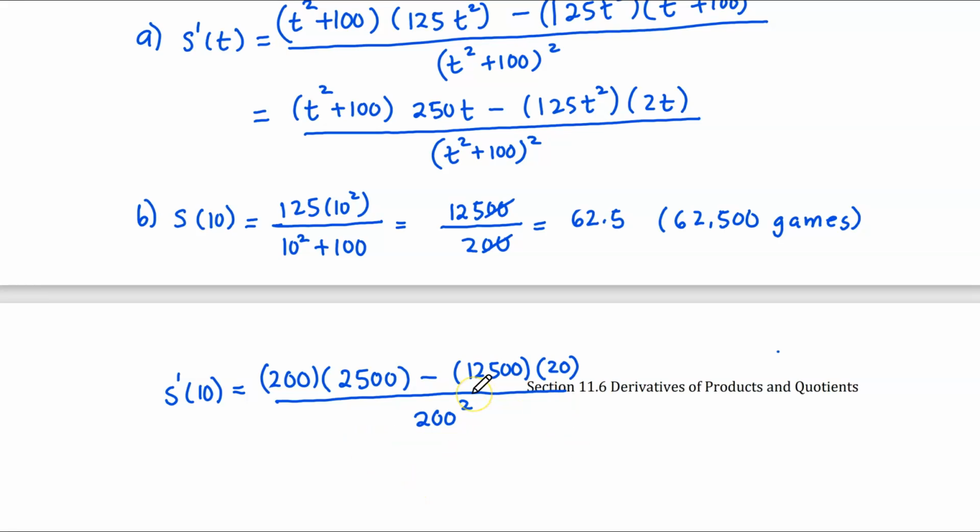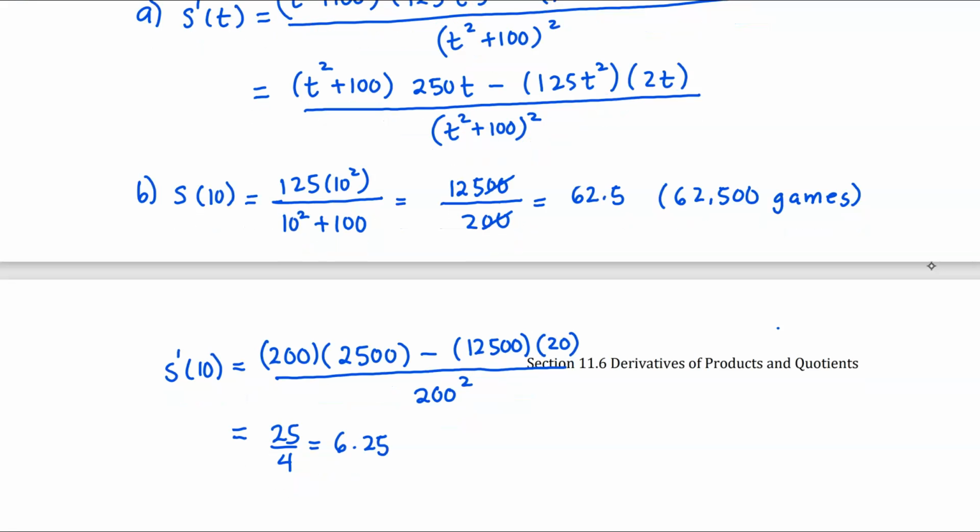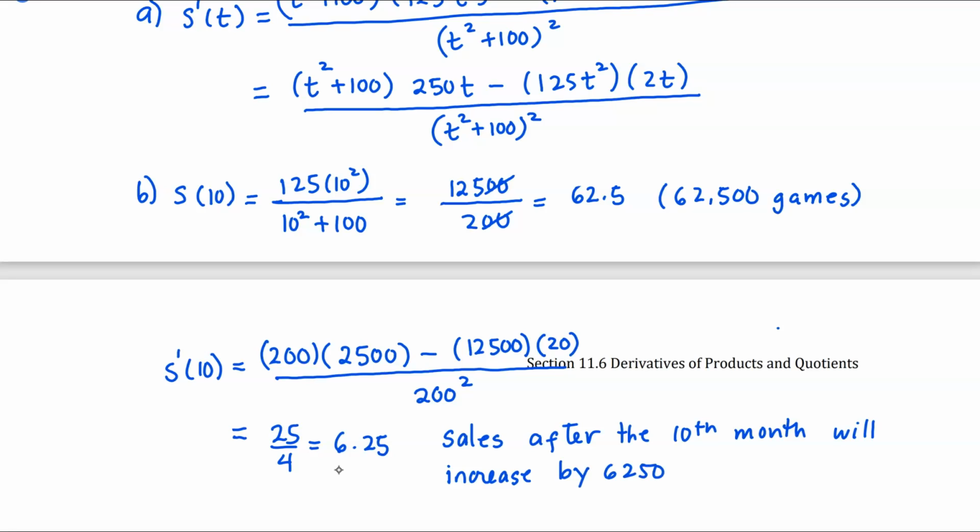And after plugging this into our calculator, we get 25/4, which is equivalent to 6.25. Now this one would mean that the sales after the 10th month will increase, because this is positive, so it will increase by 6,250.